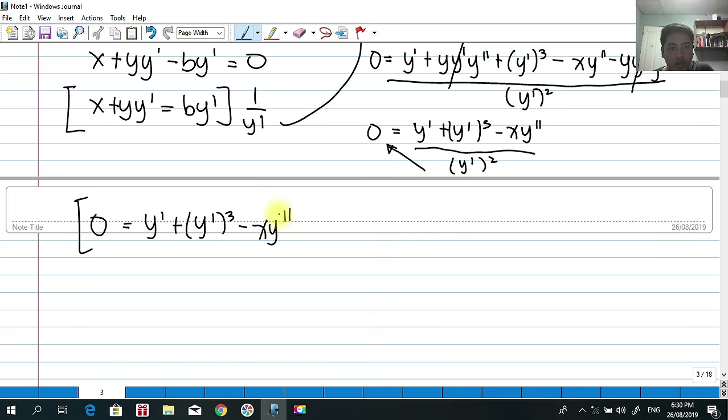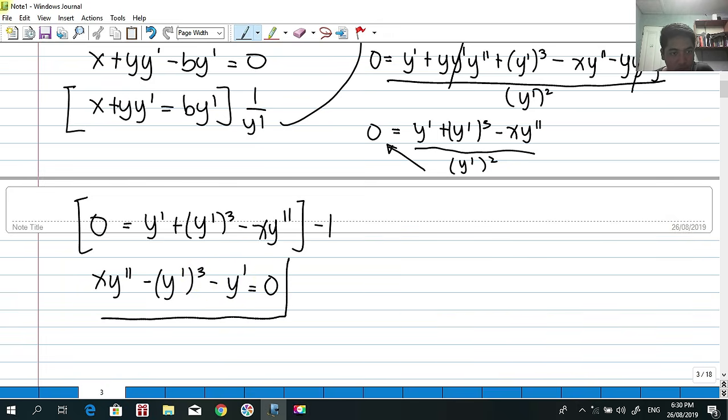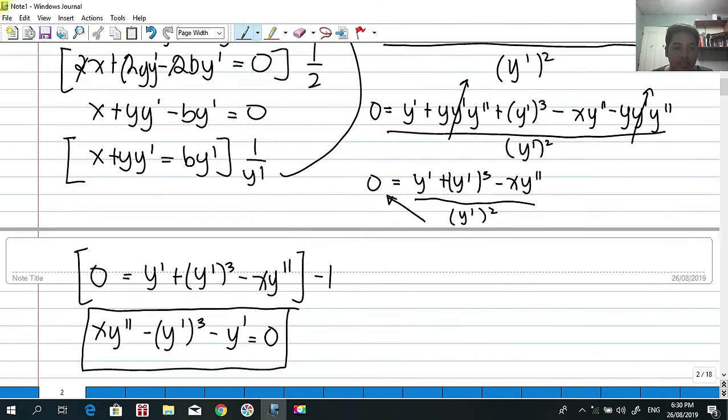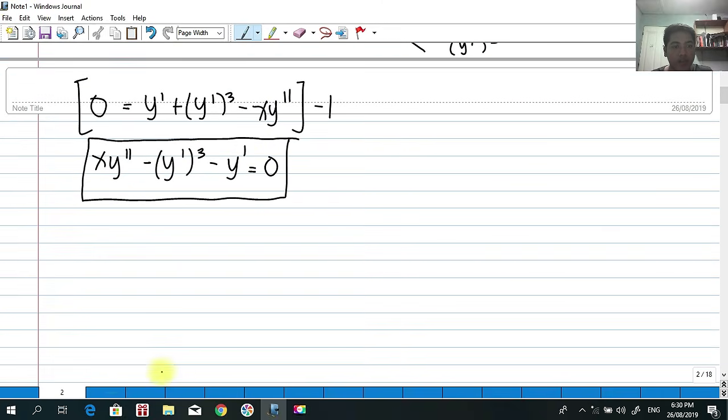And if we multiply this by negative 1, we have x y double prime minus y prime cube minus y prime is equal to 0. Hence, this is the family of curves of the circle with center on the x-axis, if I'm not mistaken, or center on the y-axis. Okay, so that is our differential equation.